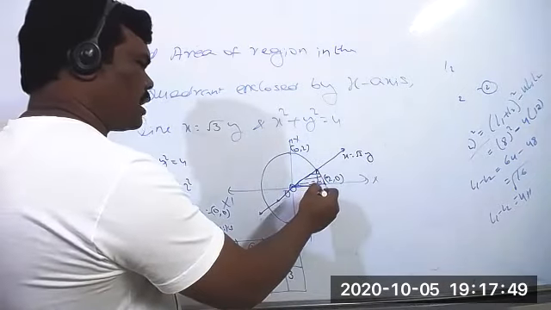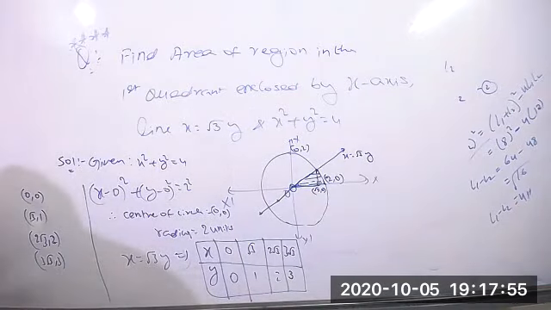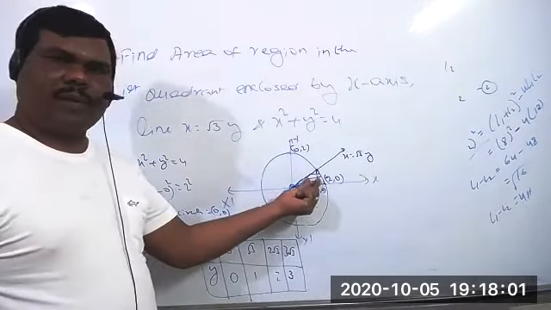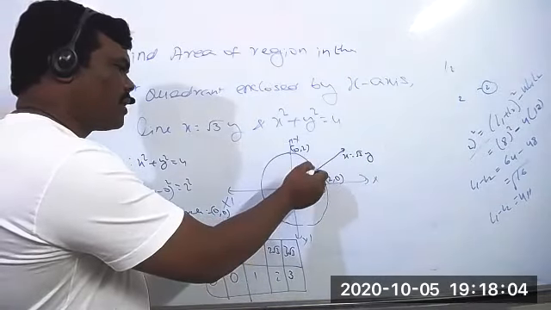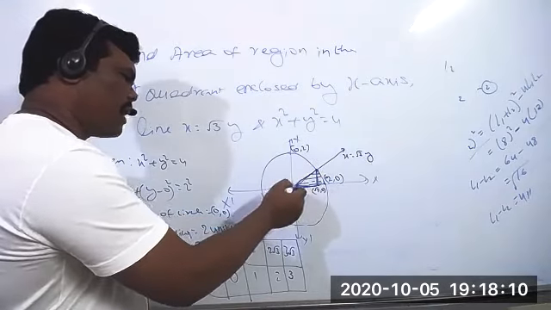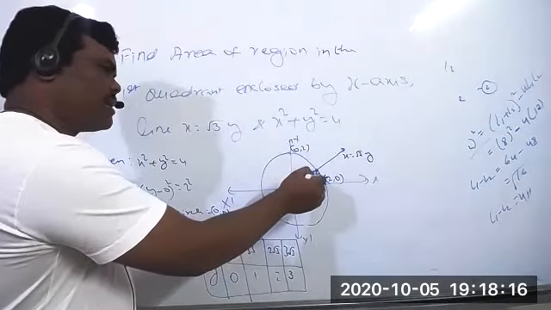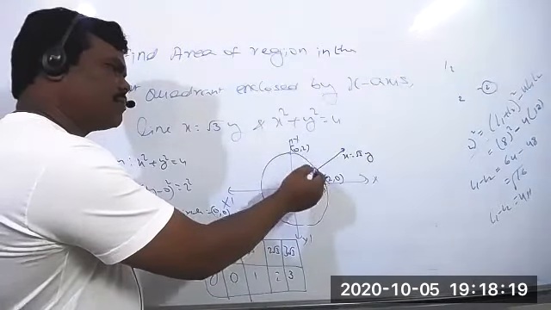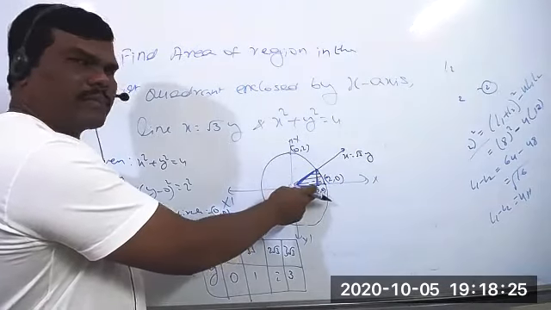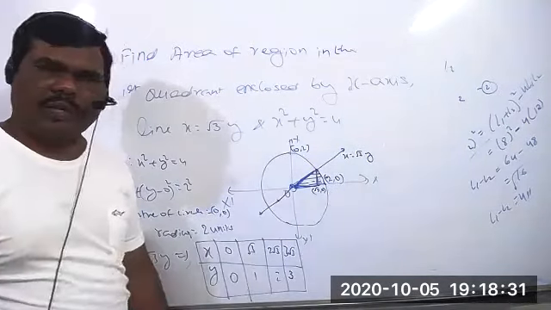So this is (root 3, 0) and (2, 0). Now we have two parts. First, you can find separately this area, based on the given line. All of you should remember that. The second part you can find based on the circle. When you are taking the line, the limits will be 0 to root 3. When you are taking the circle, the limits will be root 3 to 2. That's all.